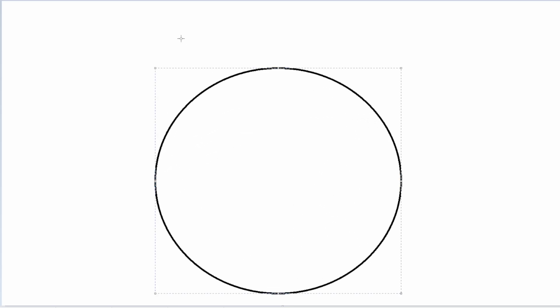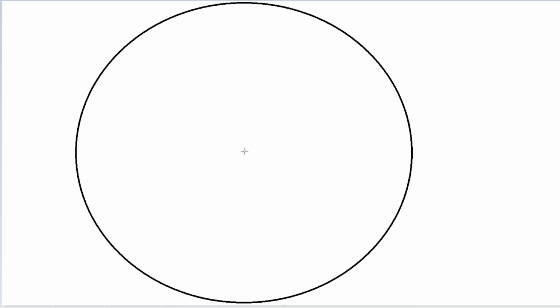Start with a circle. Now let's create some axes. Suppose there's a point here, x, y. It has angle theta.